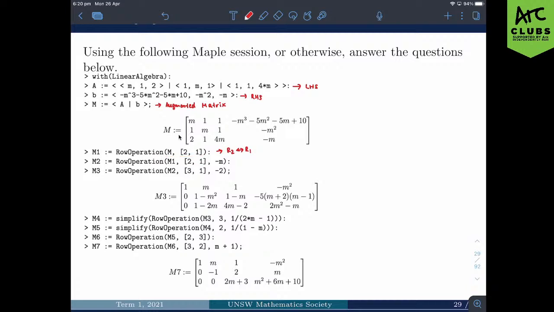So next, I would want to get rid of what's now the m term in the second row. So how I do that is I'd subtract m times r1 from r2 to get the new r2.